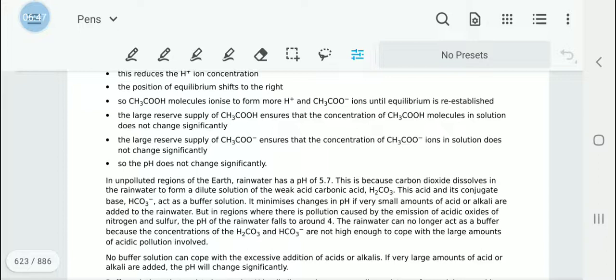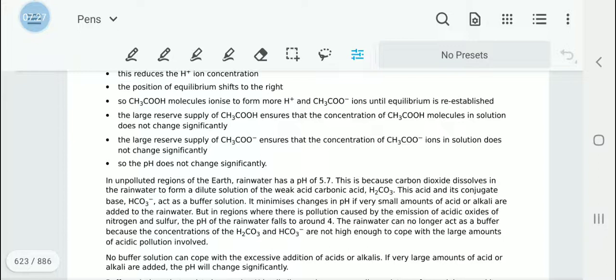In unpolluted regions of the earth, rainwater has a pH of 5.7 because carbon dioxide dissolved in rainwater produces carbonic acid, H2CO3. It has its conjugate base, the HCO3 minus ion, and this acts as a buffer solution. So if a small amount of acids or alkalis is added to the rainwater, there would not be much change in the pH value.